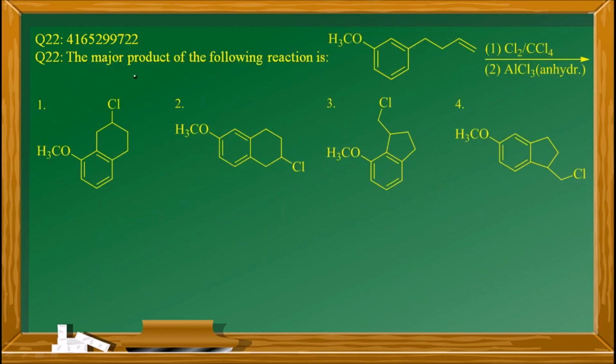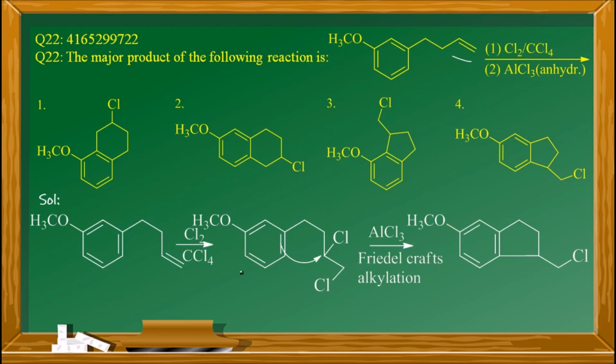Next, question number 22. The major product of the following reaction is, yes, friends, they have taken a methoxy phenyl alkene compound. They are reacting with chlorine in CCl4, where CCl4 is the solvent, carbon tetrachloride, followed by anhydrous aluminum chloride. What is the reaction? Obviously aluminum chloride means a Friedel-Crafts alkylation reaction. So this alkene reacting with chlorine in CCl4, what are we going to get? Yes, friends, alkenes always undergo electrophilic addition reaction. So upon addition reaction, we get the anti-dichloro compound, and then aluminum chloride brings the Friedel-Crafts alkylation reaction.